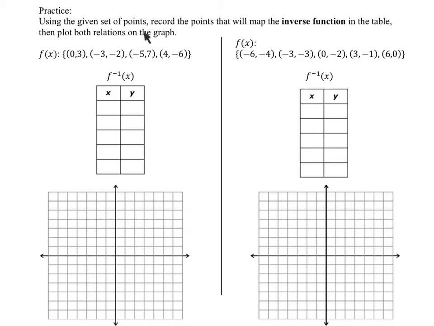So I'll start with f of x. I've got 1, 2, 3, 4 points. So I'm going to take these points, and for each one, I'm going to flip my x and y coordinate and then put them in my f inverse of x table. So instead of the point 0, 3, I'm going to have the point 3, 0. Instead of the point -3, -2, I've got the point -2, -3, and so on.